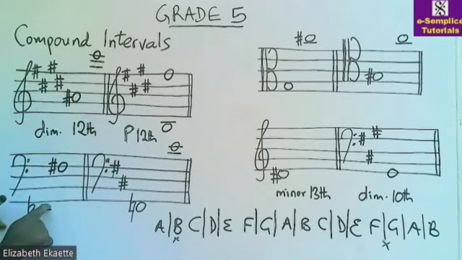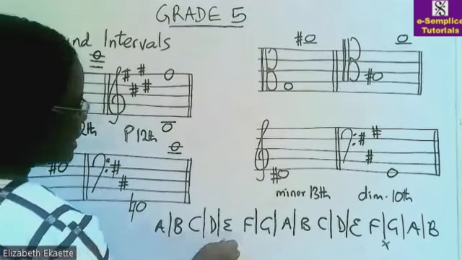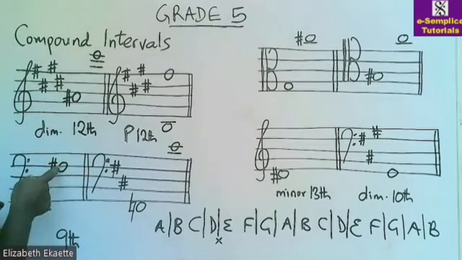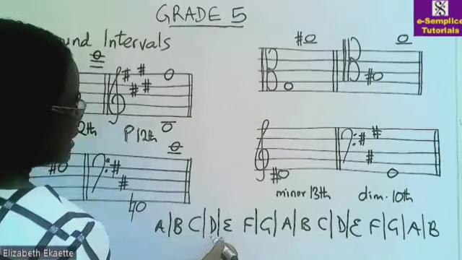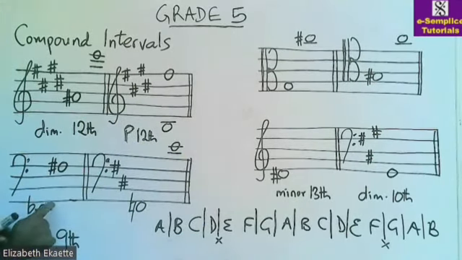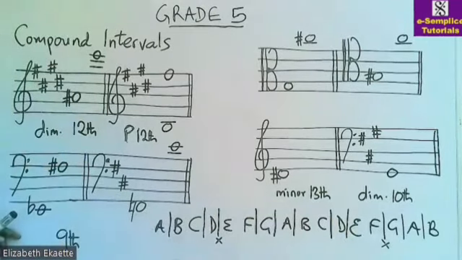Number first, 1, 2, 3, 4, 5, 6, 7, 8, 9. Here, my interval number is a ninth. Now I go to the keyboard and establish my quality. My lower note there is E flat. This is E flat. And my upper note is F sharp. This is F sharp. There's an F here before this F sharp. So you skip that F and head for the F sharp that is above.